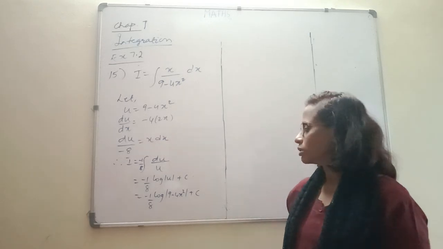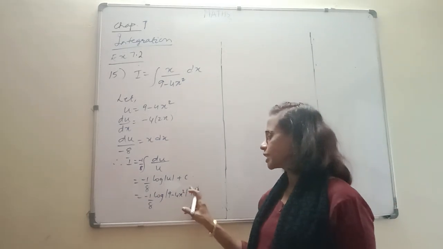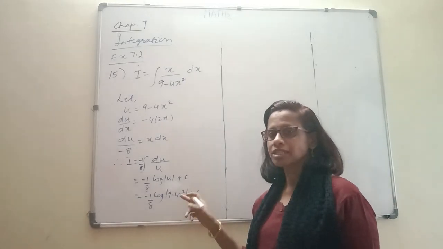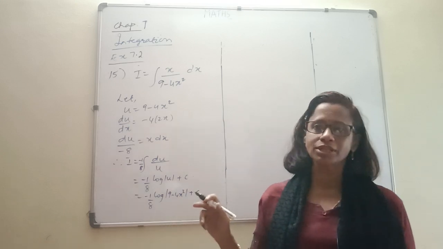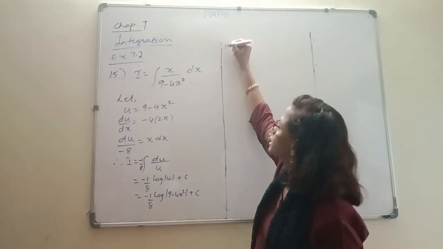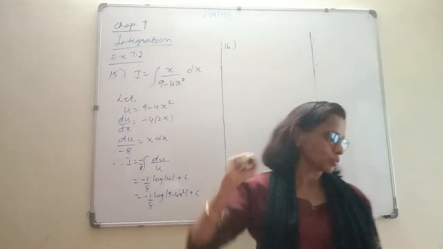Sometimes we also do this: the negative sign, you can take it as an exponent over here and call it 1 over log. That also can be done. They are all equivalent forms of the answer. So we can quickly move to the 16th problem after this 15th one is over.